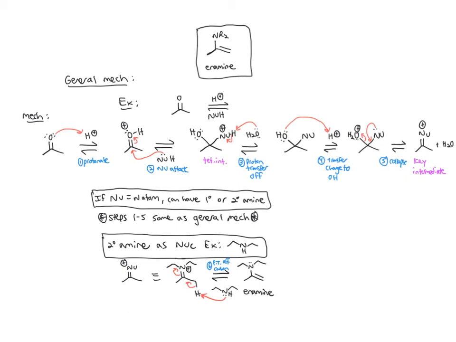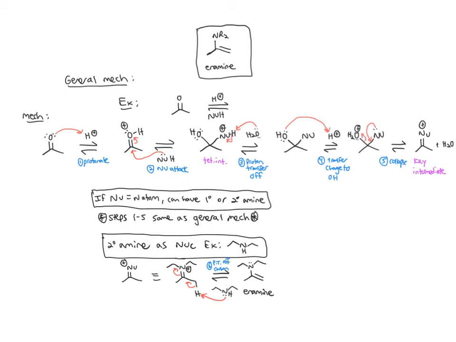Another product that we can make from our amine nucleophiles is enamines. Enamines have a double bond next to the nitrogen, so a carbon-carbon double bond next to the nitrogen, and that's where the enamine comes from. The amine part comes from the nitrogen, and the ene part comes from the carbon-carbon double bond that's right beside it. So that's a type of functional group, the enamine.